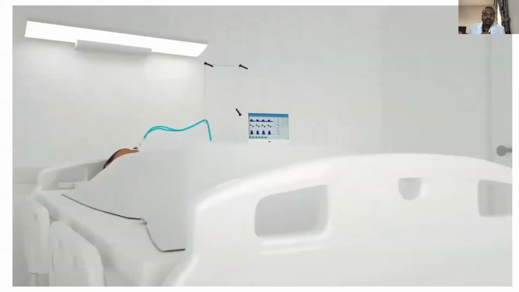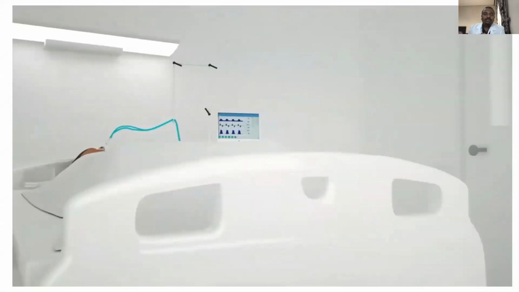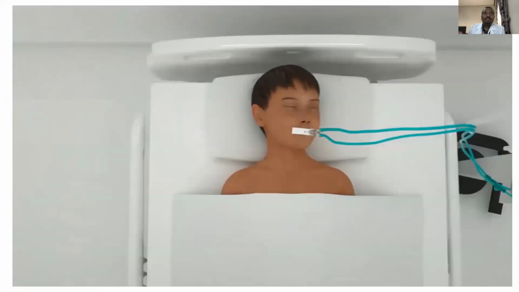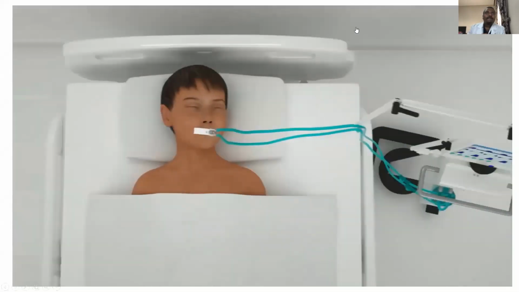Saving a life is no easy task. Options for treatment vary based on the severity of injury, the prior health of the patient, the experience of the medical team, and the resources available.